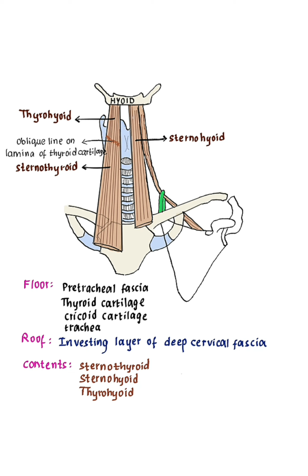Contents: sternohyoid, sternothyroid, thyrohyoid. Sternohyoid extends from posterior surface of the manubrium sterni to hyoid bone. Sternothyroid extends from posterior surface of manubrium sterni to oblique line on the lamina of the thyroid cartilage. Thyrohyoid extends from oblique line on the lamina of the thyroid cartilage to hyoid bone. So the contents are sternohyoid, sternothyroid, thyrohyoid.